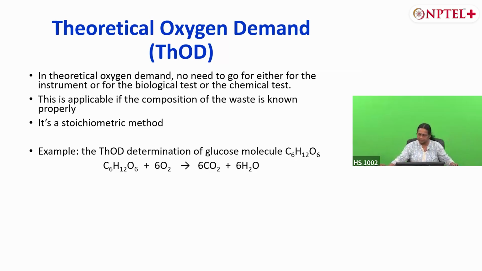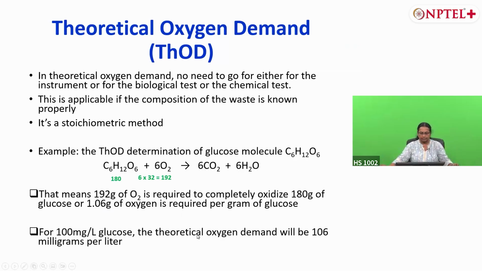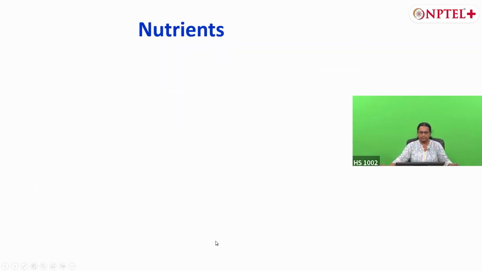That means 192 grams of oxygen is required to completely oxidize 180 grams of glucose, or 1.06 grams of oxygen is required per gram of glucose. So the BOD of a 1 gram per liter glucose solution is 1060 milligram per liter. So theoretically we can calculate it.